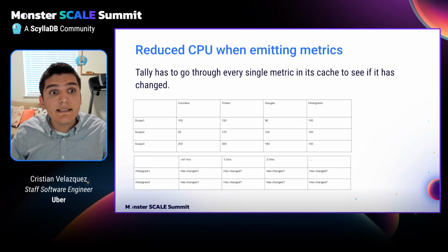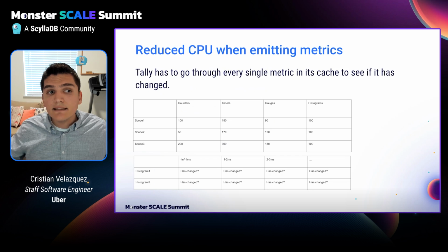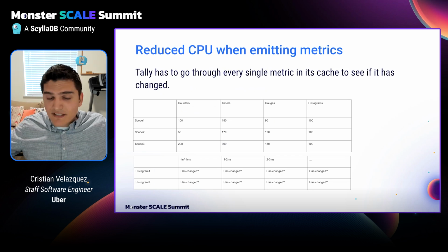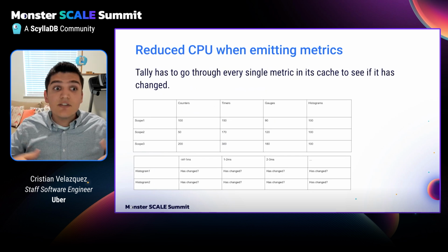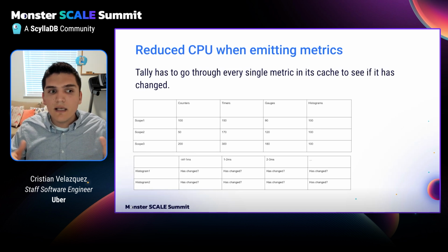And the last point is we reduce CPU when emitting metrics. Remember that Tally has this registry, so this registry can grow very big. So in the Tally world, when you want to emit, what you do is, okay, we first go through all the scopes. The scopes are basically all the combinations of the tags, right? And then each scope can have a different set of counters, timers, gauges, or histograms. And each histogram is just basically a counter with additional tags.